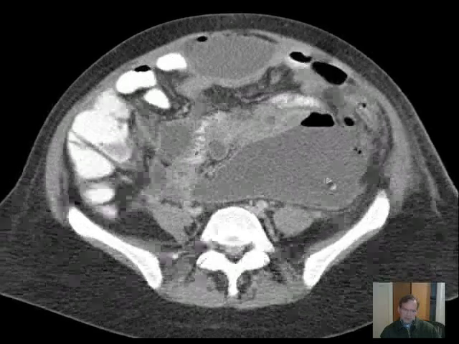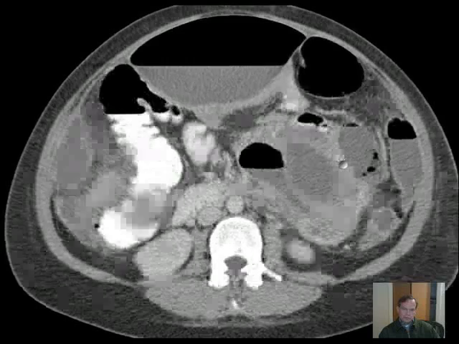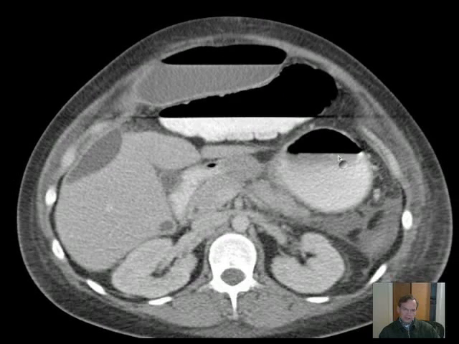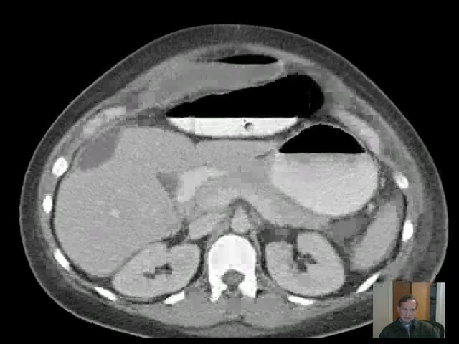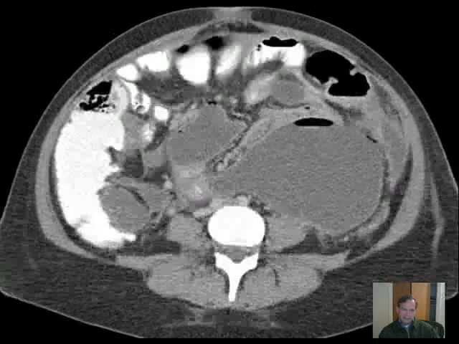So this is a very dramatic case then of a patient with multiple peritoneal abscesses occupying spaces between loops of bowel and adjacent to loops of bowel in the abdomen and pelvis.